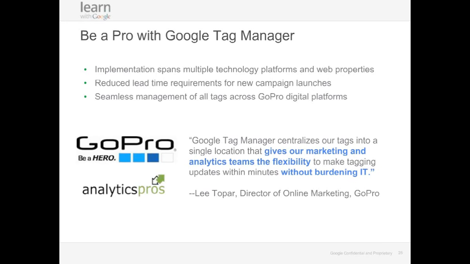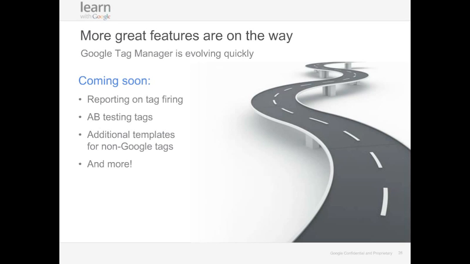So that's the current state of the world, and I want to talk quickly about how Google Tag Manager is planning to evolve over the coming months. We're very excited about our roadmap. The things that we are willing to say publicly is that we are planning on rolling out reporting on tag firing, support for A/B testing tags, as well as additional templates. And those are just the things that I'm willing to say now. There are so many more things that I'm super excited about for the future.